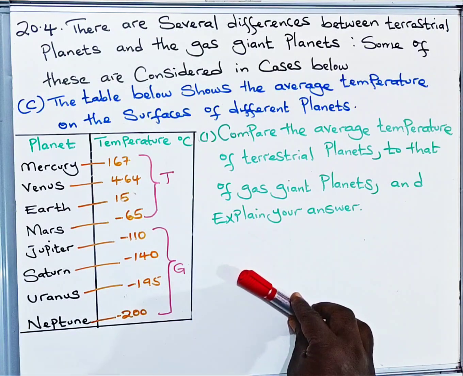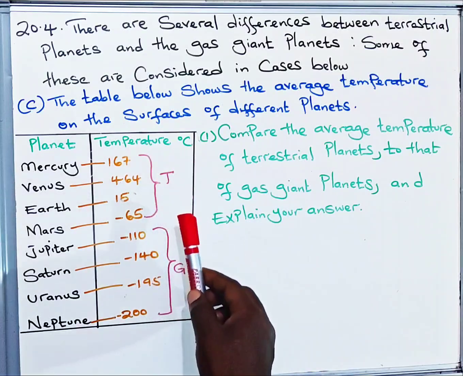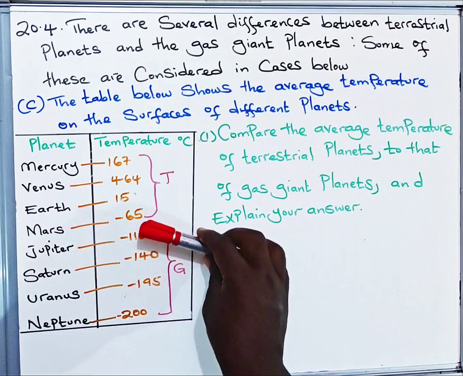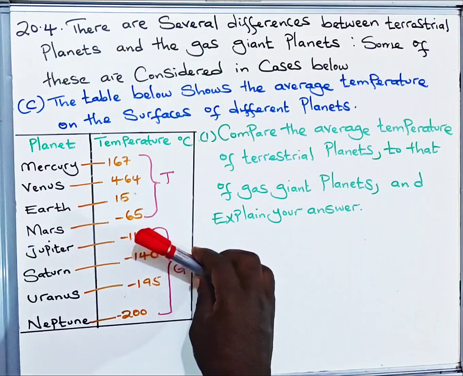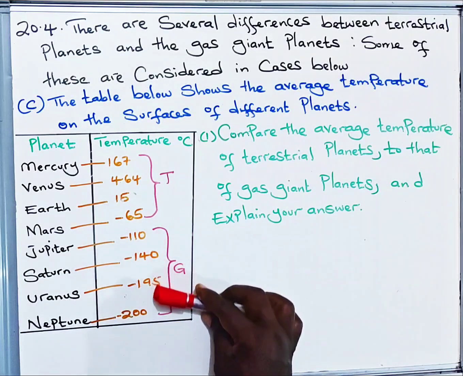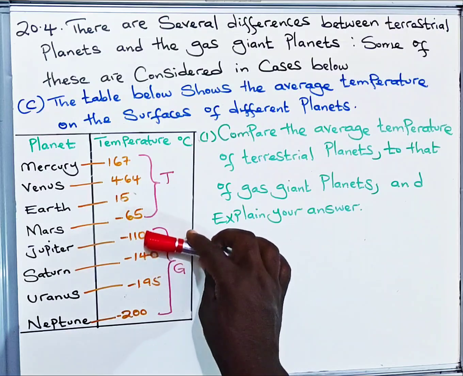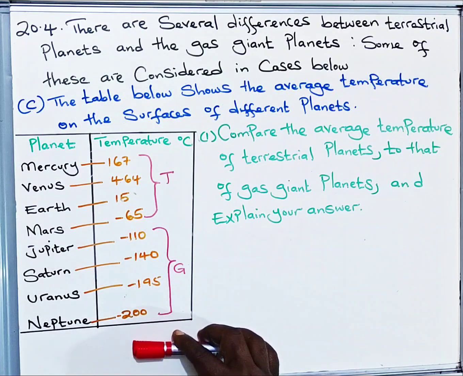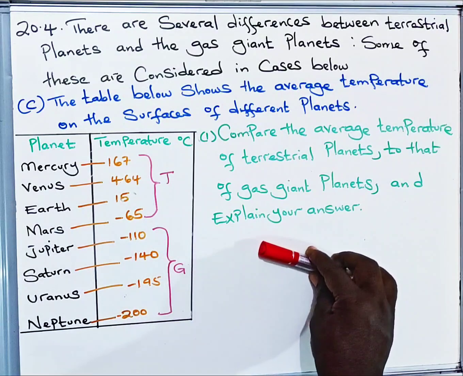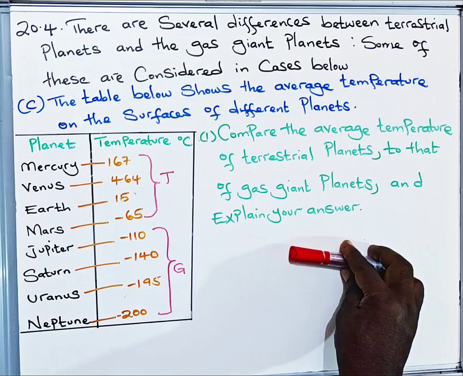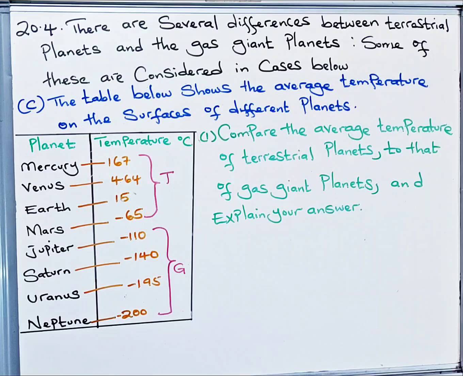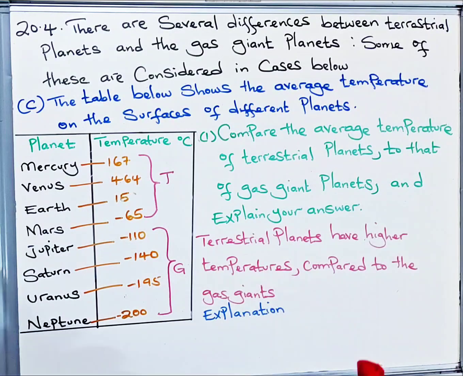What do we see? Let us look at the terrestrial: 167, 464, 15. The one which is relatively lower is Mars, which is negative 65. But when you look at all these in the gas giants, they are all negative. They are very low. And that's the comparison, that terrestrial planets generally have higher temperatures compared to gas giants.